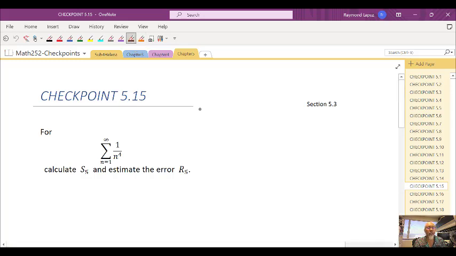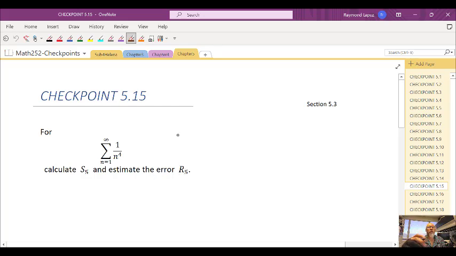In this video we're going to do checkpoint 5.15 coming from 5.3 that talks about the divergence and integral test. Here in this problem they want us to look at the series. It's a p series, 1 over n to the fourth, as n goes from 1 to infinity. They want us to calculate s sub 5, the fifth partial sum, and then estimate the error r sub 5.